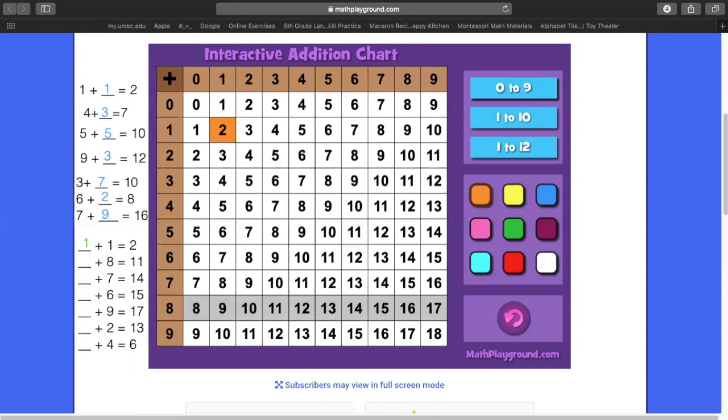Now what's the answer? Elise, can you tell me what number this one is? 11. So let's find the 11 right here. I found it. Whoa. And I'm going to crawl my fingers all the way to the top and see what number it matches with.